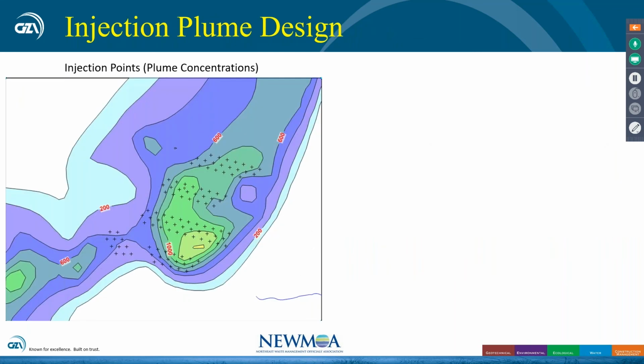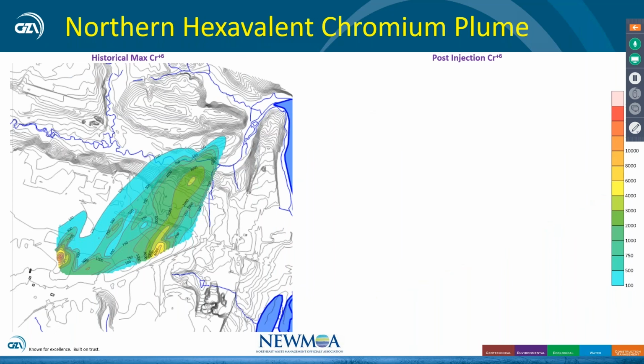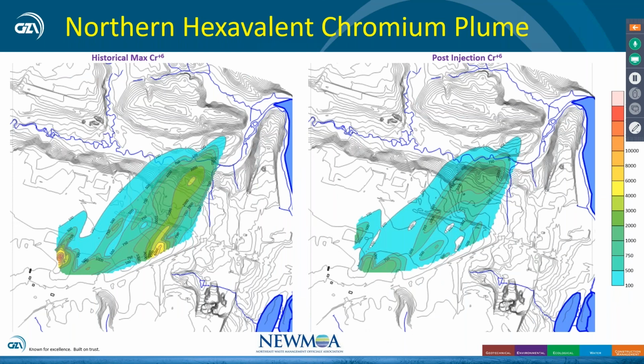So what happened? These are the injection points. So we also wanted to look at it from mass. Where was the mass? Because where the greatest mass was, we wanted to look at the stoichiometric calculations and to increase the amount of additive into the plume itself. So what we found was, here was the plume at baseline, and here's the plume about 18 months later. So a very rapid reduction in the plume itself.